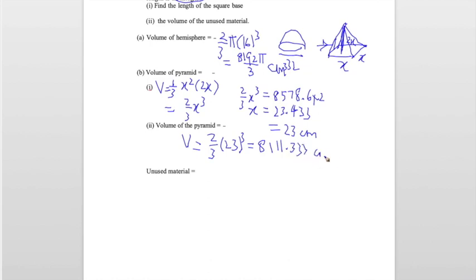So therefore, the unused material, because it's been rounded to a whole number, so it's smaller. So therefore, the unused one will be the actual volume, 642, minus away the reduced volume, and that gives you 467 cm cube. That is to 3 SF.